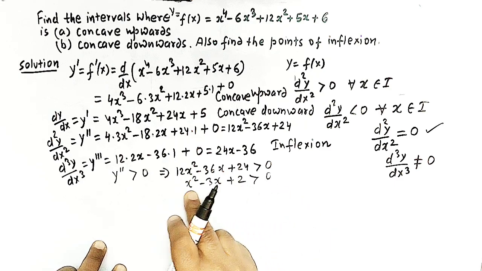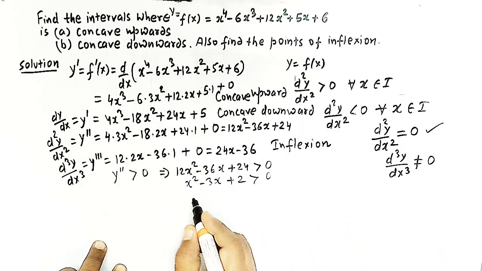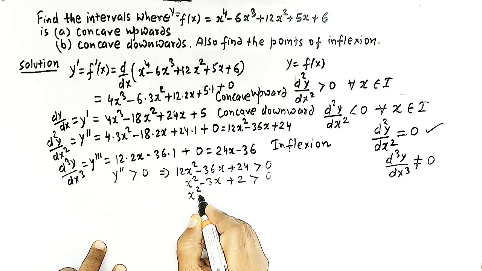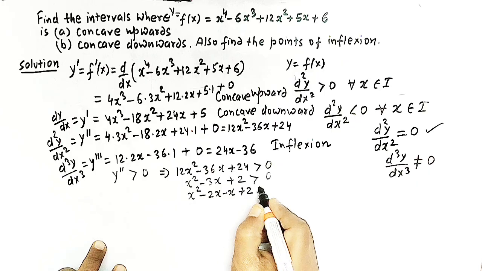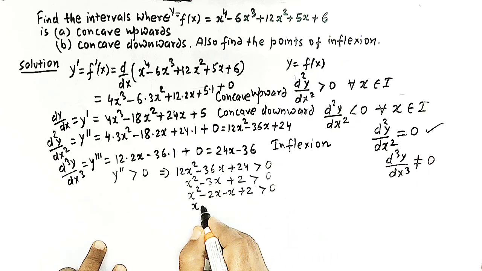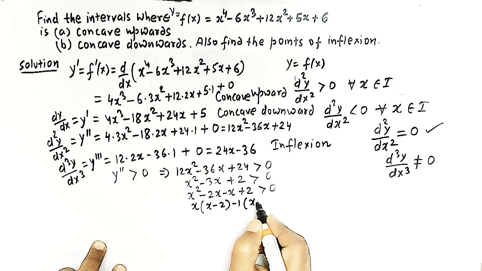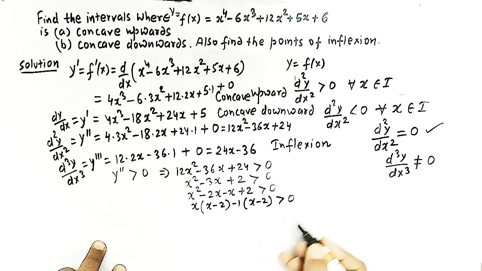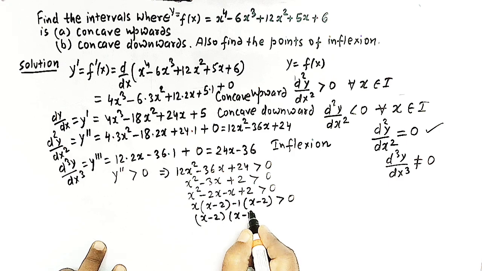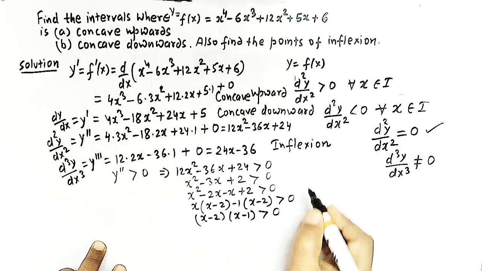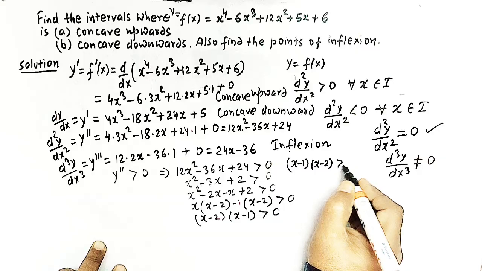So now we can easily factorize this quadratic function by splitting the middle term. So we have x square, then we have minus 2x, and here we have minus x plus 2 greater than 0. So we can now write x minus 2, and then we have minus 1 x minus 2, and this is greater than 0. So we have x minus 2 and x minus 1 greater than 0. So we can now write here x minus 1, x minus 2 greater than 0.